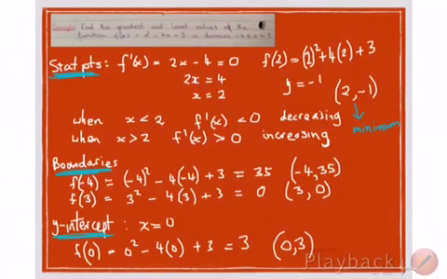Okay. At this point now I have 4 points. So 2, negative 1, negative 4, 35, 3, 0, and 0, 3. So I've found my stationary point, my boundaries for the lower x value in the domain and the upper x value in the domain, and my y-intercept when I let my x equal to 0. Okay, so these 4 points now are going to allow me to graph or sketch my function.